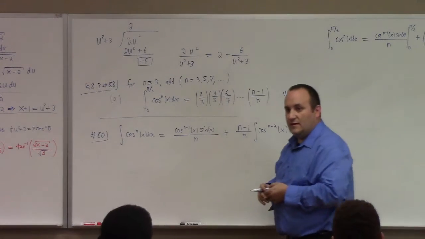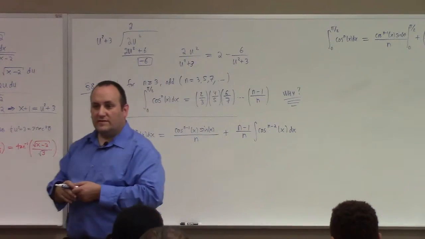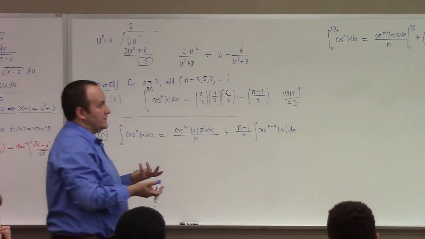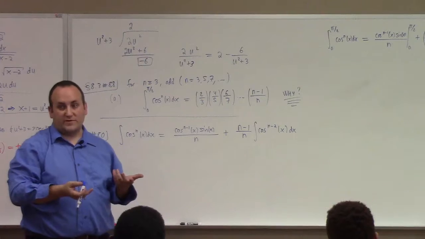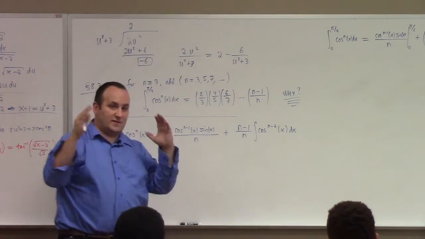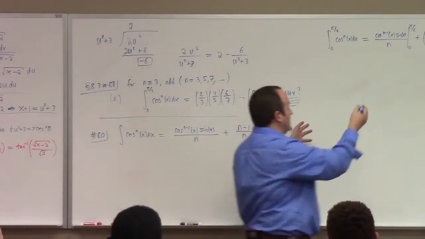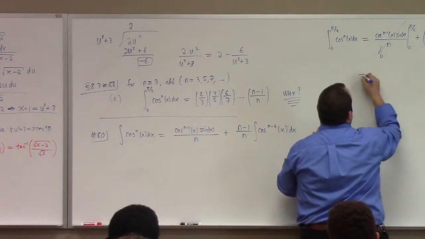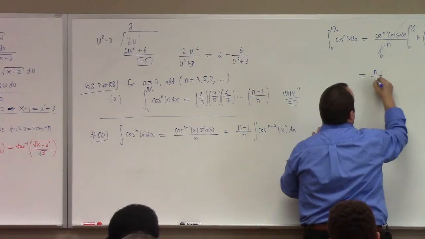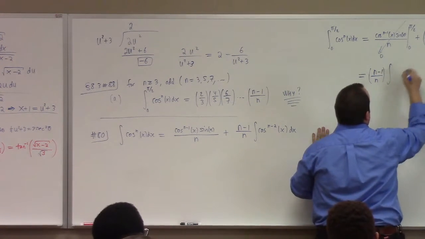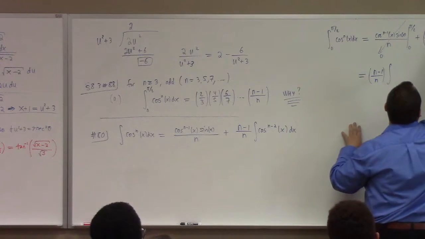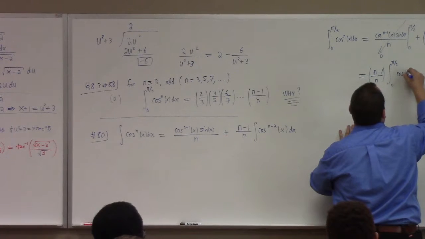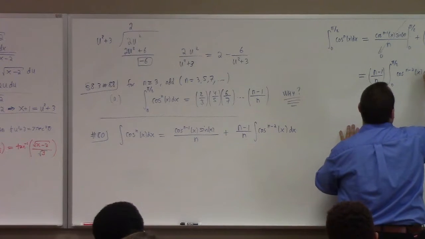So what happens to the term in the front? Plug in 0, you get sine of 0, which is 0, right? Plug in pi over 2. What's cosine of pi over 2? 0. So cosine to the n minus 1, that's just 0 raised to the n minus 1. So it's still 0. This term is kaput. It goes to 0. And so we're just left with (n-1)/n times the integral, and I forgot my bounds, from 0 to pi over 2 of cosine^(n-2) of x dx.